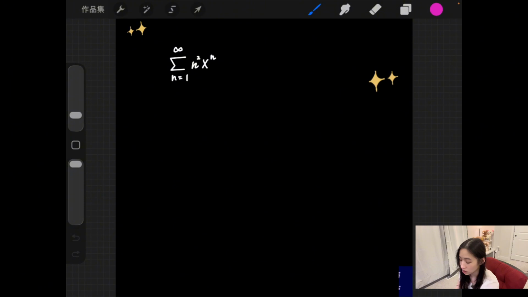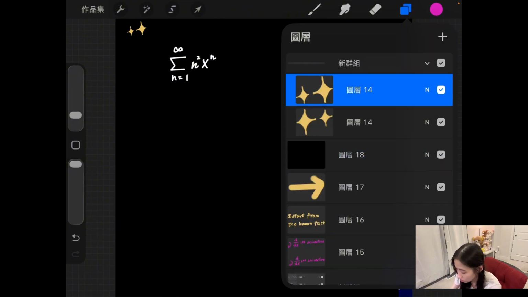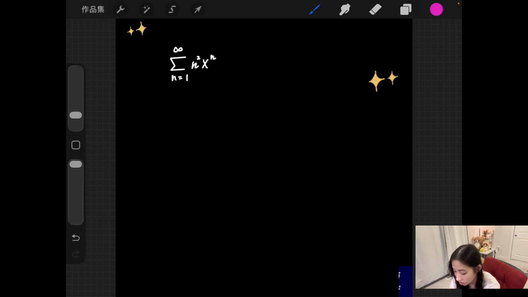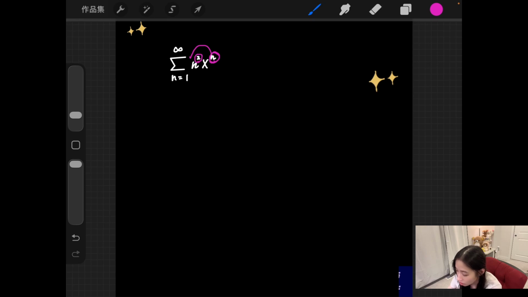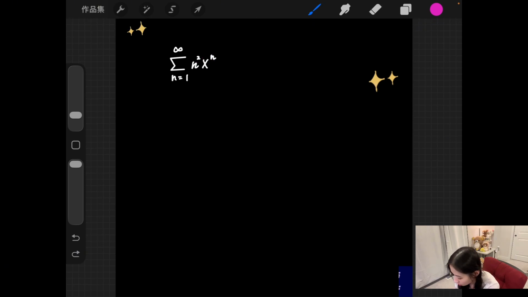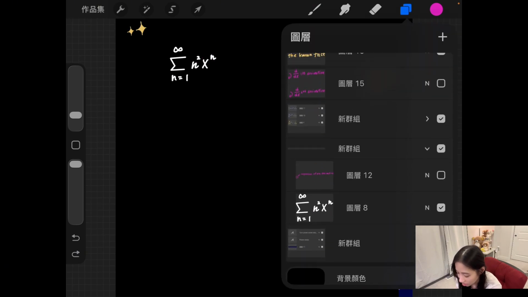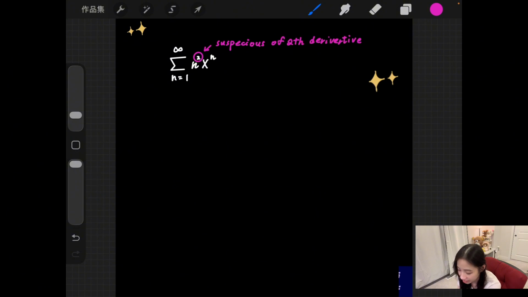So this is your power series. Let's make an observation here. Let me open a new layer. First of all, as you can see, it's n to the power of 2. It looks very suspicious because every time you take a derivative, it moves your power forward into your coefficient, right? So this looks like it has been through two derivatives.